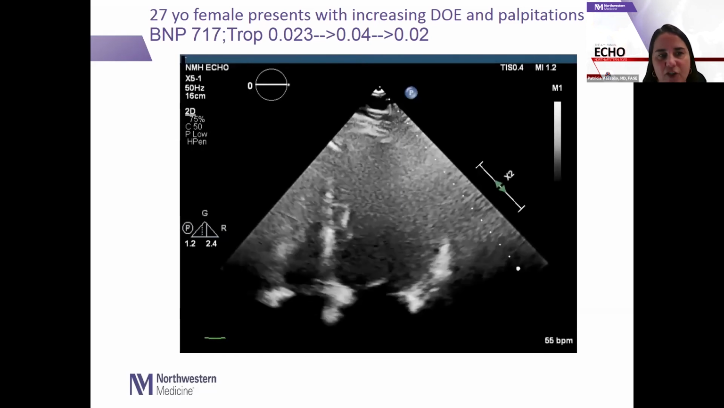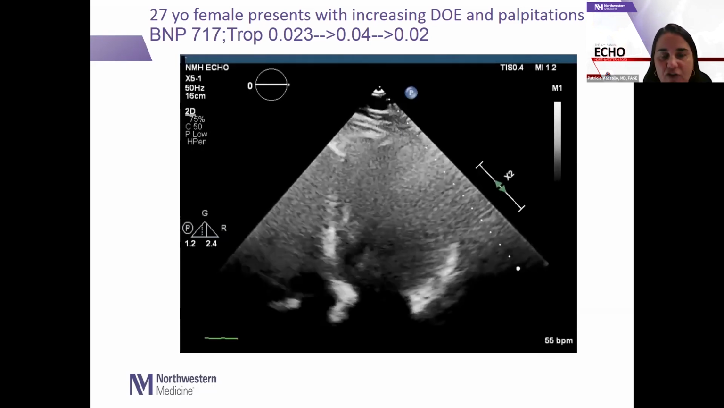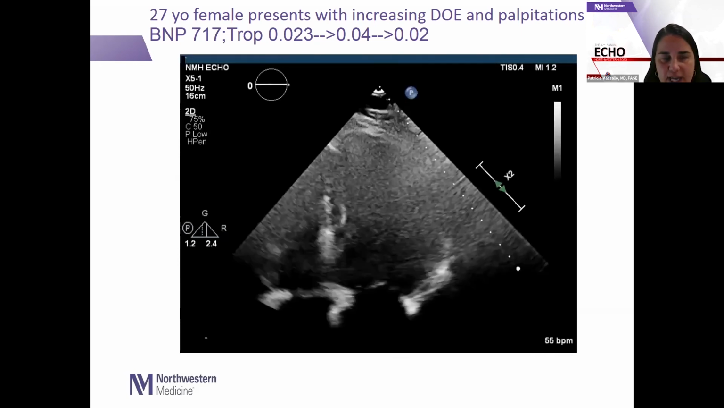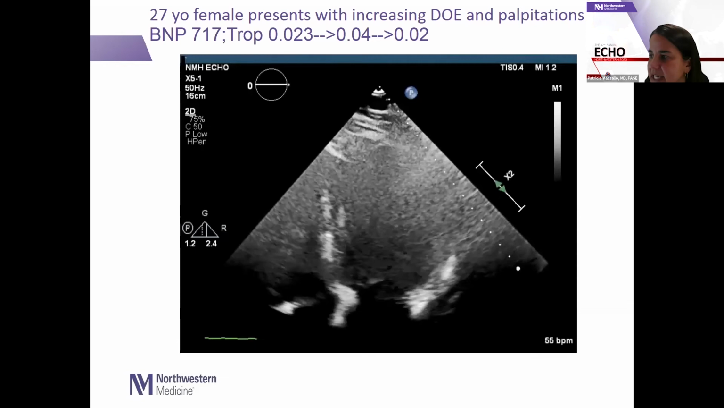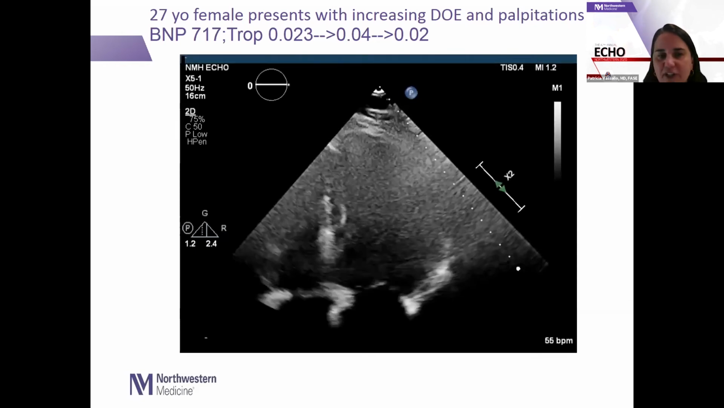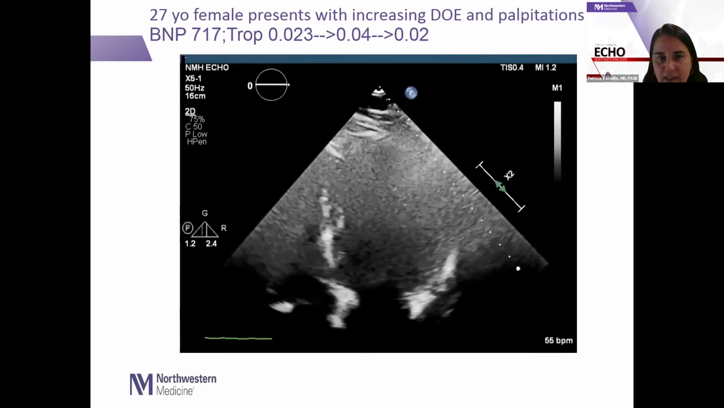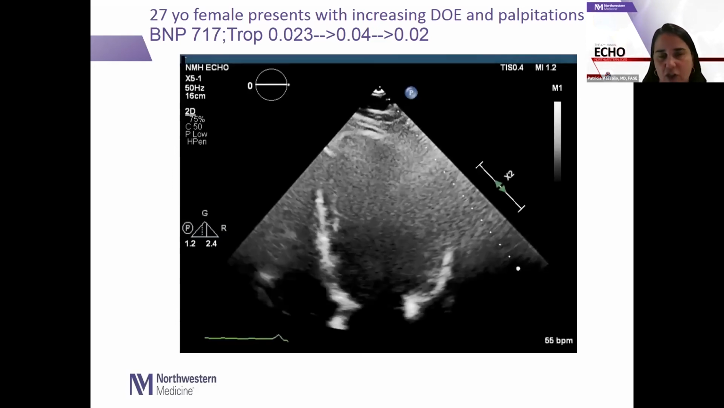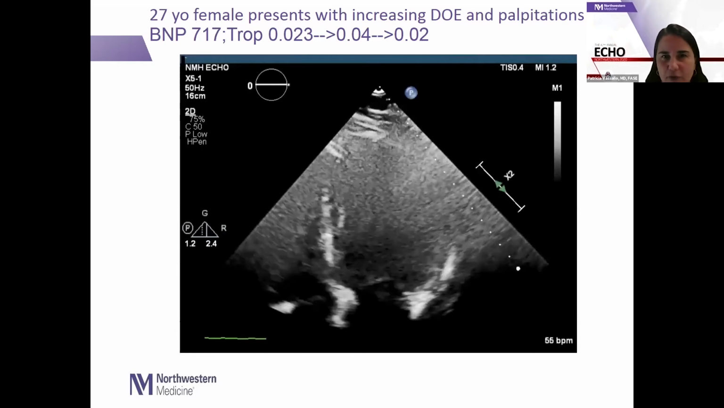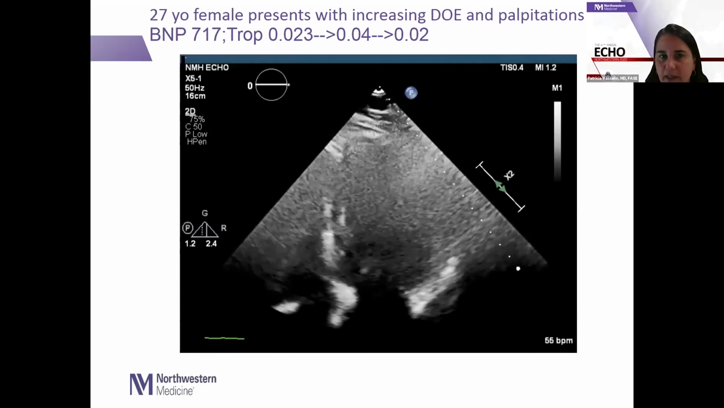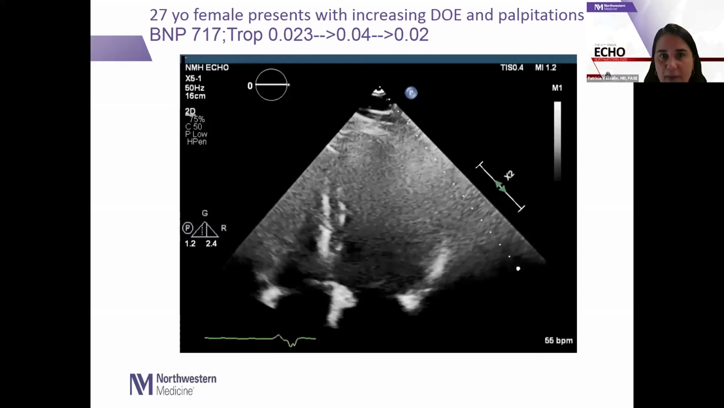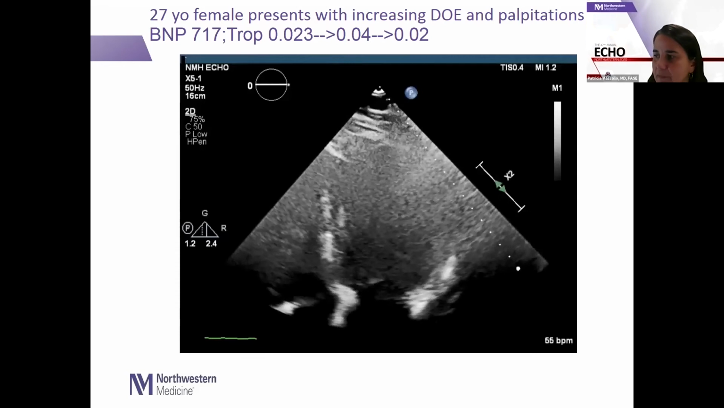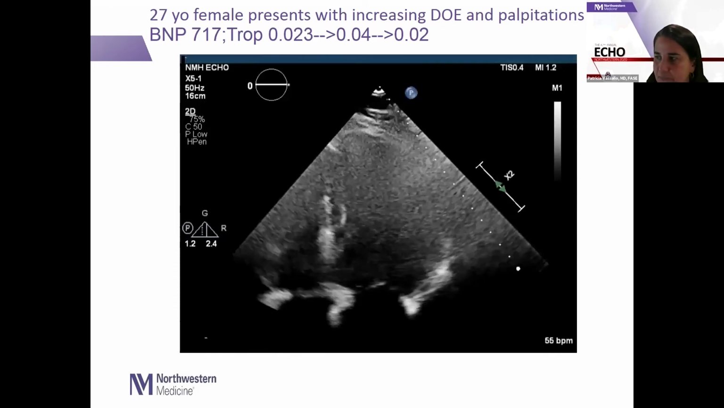The next case is a 27-year-old female who presents with increasing dyspnea on exertion and palpitations. Her laboratory evaluation showed an elevated BNP and a minimally elevated troponin. As you can see from this image, it's a very technically difficult image, and you may be able to tell that the LV systolic function looks reduced, but it would be difficult to assess regional wall motion abnormalities, evaluate for thrombus or other apical abnormalities, or tell me what the ejection fraction is.